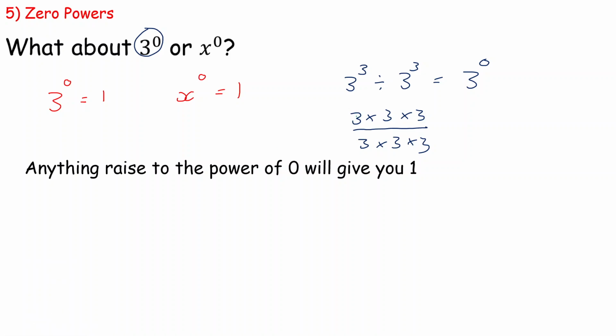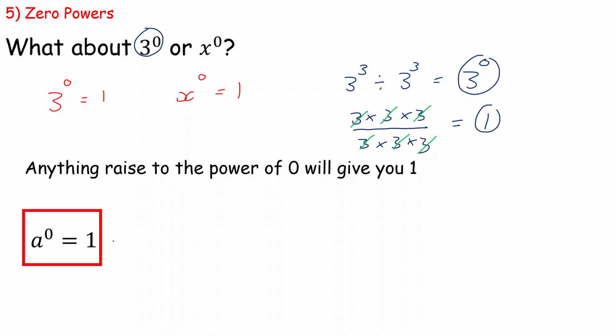And then what's going to happen here? Some cancellation. This 3 goes with this 3, this 3 goes with this 3, this 3 goes with this 3. In effect, what you're really doing is, well, what's 3 times 3 times 3? It's 27, divided by 3 times 3 times 3, which is 27. 27 divided by 27 is equal to 1. So you can see that 3 to the 0 is equal to 1. And this is the reasoning as to why that is the case. So anything to the power of 0 gives you 1.